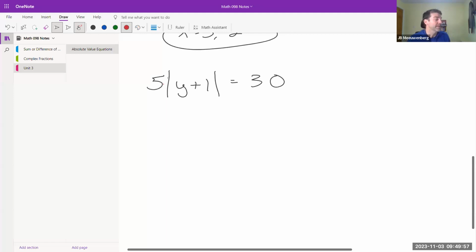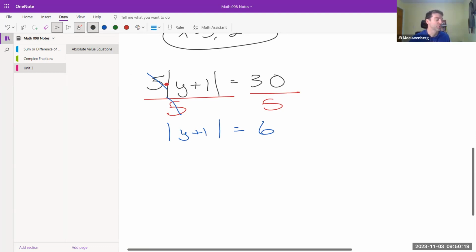The way we get rid of it is to think, well, this is multiplication, so we would do the opposite. We would divide by 5 and then divide by 5 on the other side of the equation. These 5s cancel out, leaving us with the absolute value of y plus 1 equals 30 divided by 5, which is 6. Then we do what we did before.